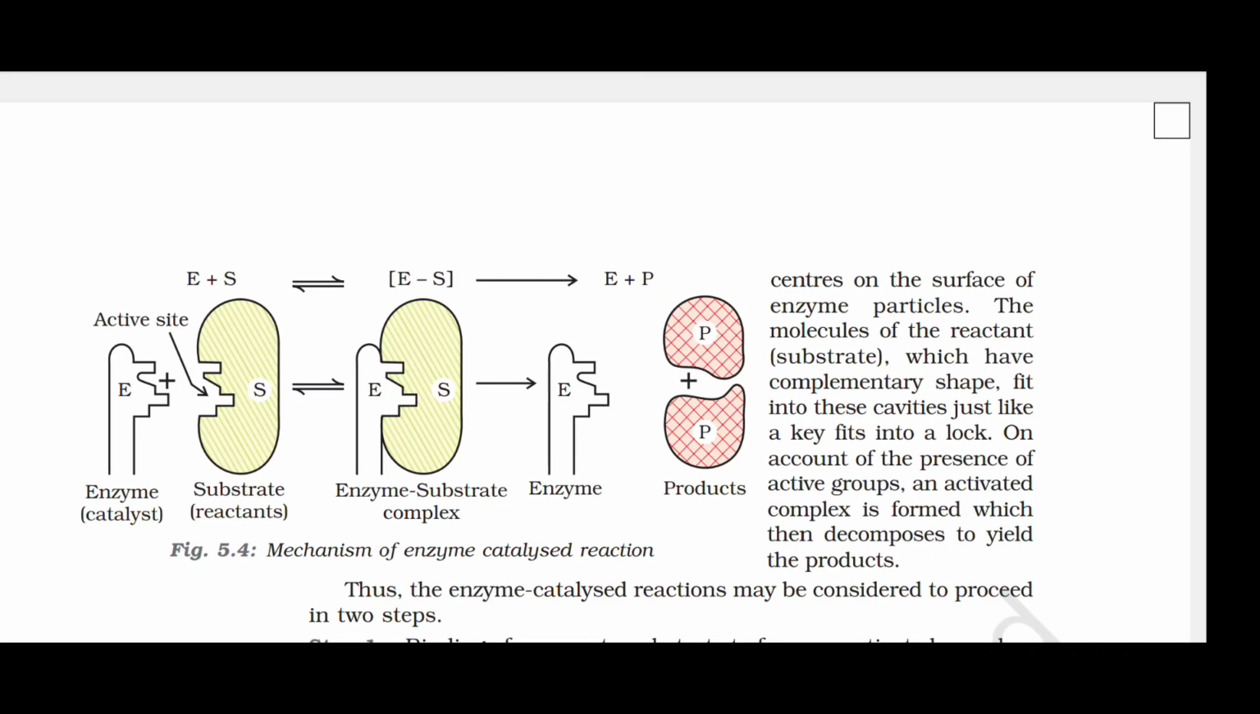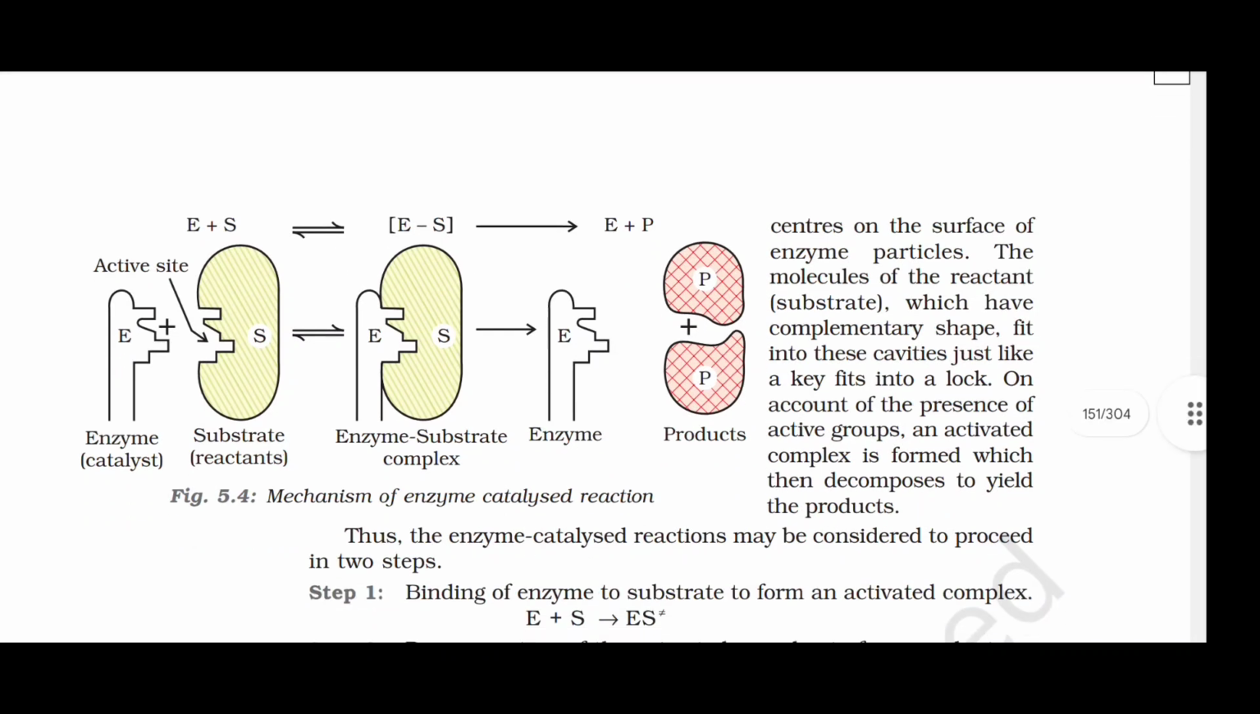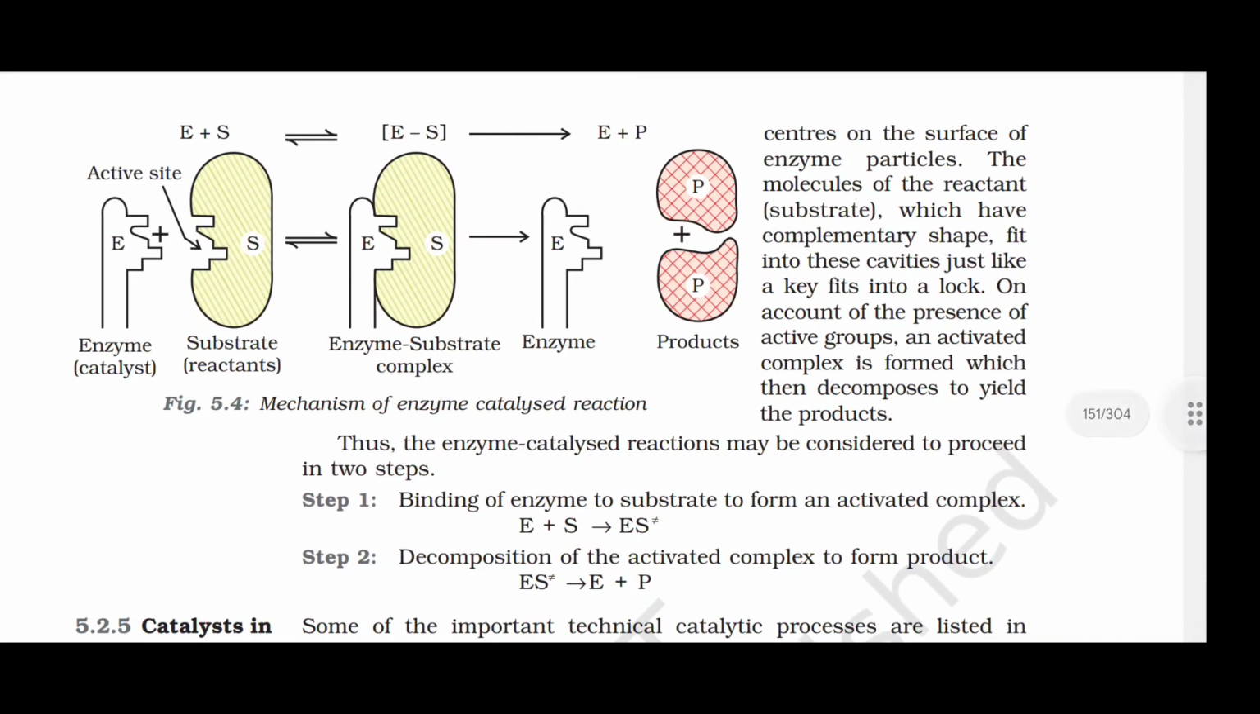The molecules of the reactant substrate which have complementary shape fit into these cavities just like a key fits into a lock. On account of the presence of active groups, an activated complex is formed which then decomposes to yield the product. Thus, the enzyme catalyzed reactions may be considered to proceed in two steps. First, binding of enzyme to substrate to form an activated complex.